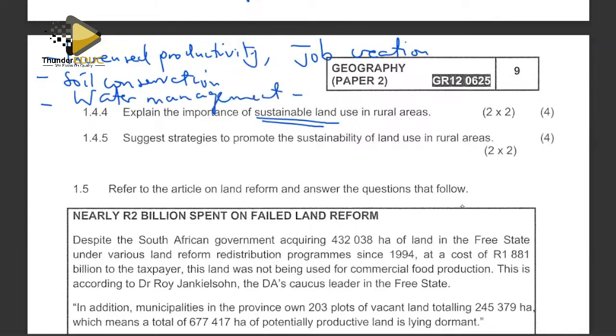In terms of water management, sustainable land use prevents pollution. If we engage in sustainable measures, we also take care of our water resources and prevent polluting them. So those are some of the importance of sustainable land use in the rural areas.